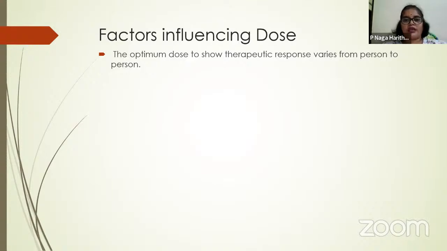Say I have taken paracetamol 650 mg because I'm suffering from fever, and the fever has subsided in 3 hours for me. It could not be the same in you. It may take either 2 hours, or even 5 hours for you. What is the reason? I have taken 650 mg, you have also taken 650 mg. Why is there a change in the therapeutic response between you and me? That means there is some factor affecting the action of the drug inside your body and inside my body. So those factors only we are going to discuss.